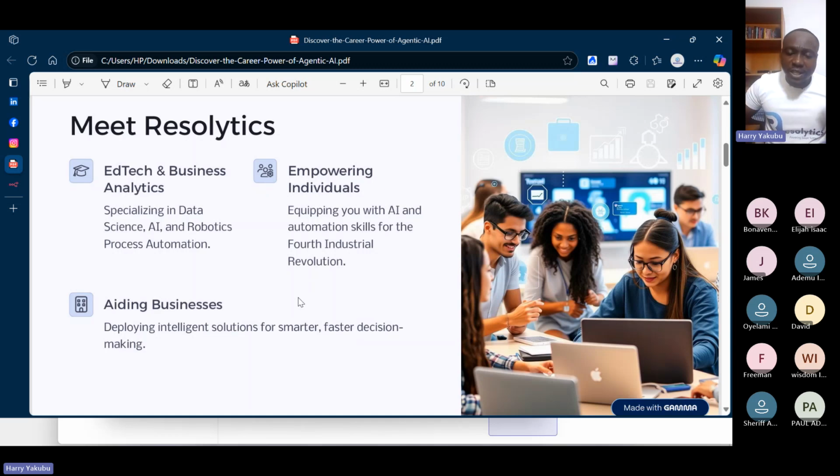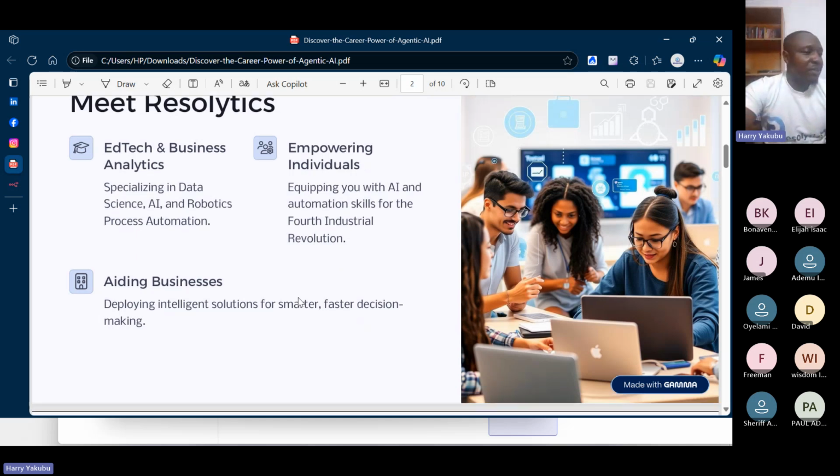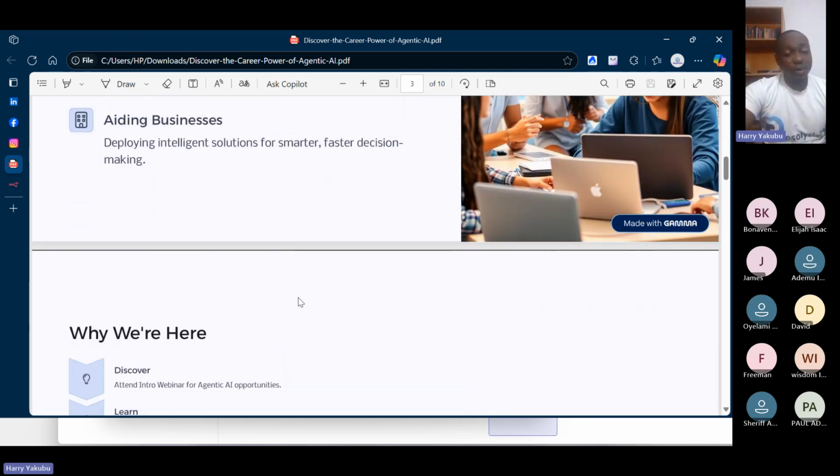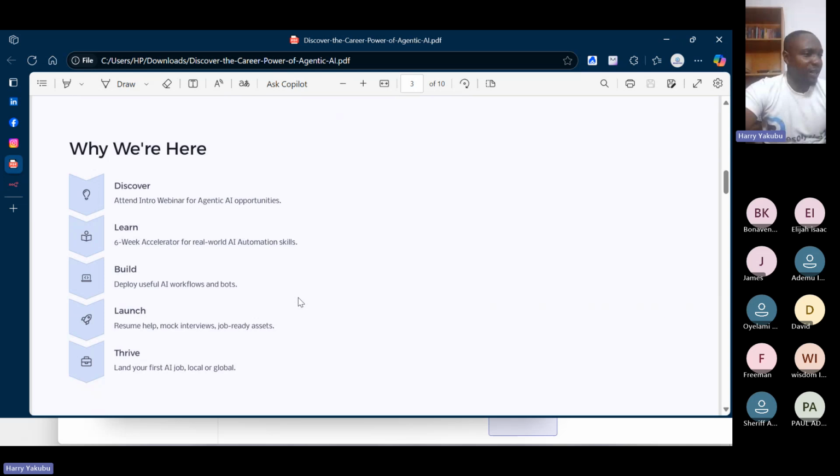We are putting content out there. We are also helping individuals to gain these skill sets to become relevant in the fourth industrial revolution. Then we aid businesses to deploy intelligent solutions for faster and smarter decision making. We build real-time analytics solutions and AI agents to make business decisions and business processes smarter and faster.